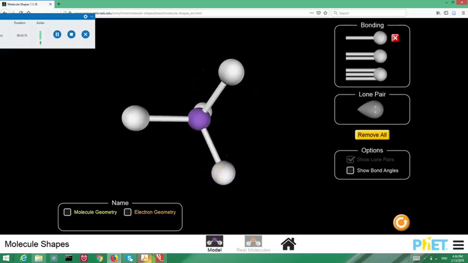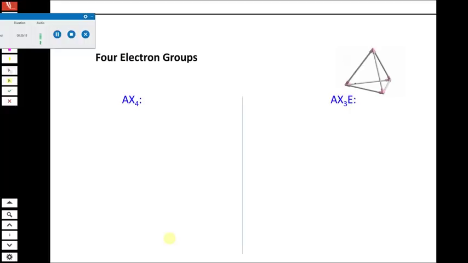Now, what do we call this? We call this electron group arrangement tetrahedral. The name is not intuitive. It comes from the shape that if you draw sides through all the vertexes, if you connect all the vertexes on the outside, you get 4 triangles, and that's why it's called tetrahedral. But that molecular shape.